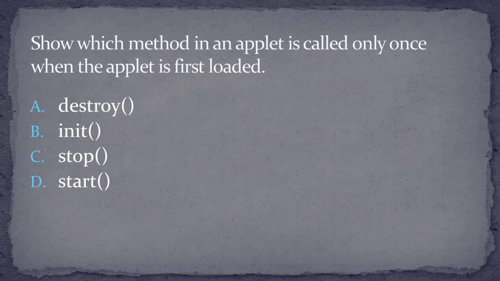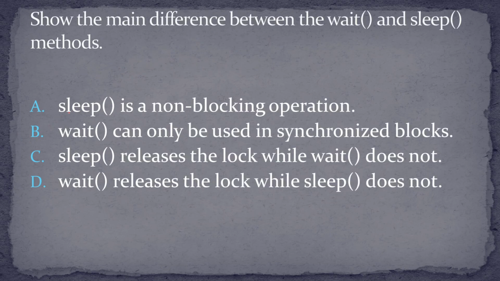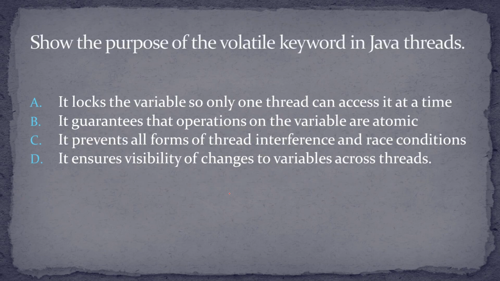So let's move on to our next one, which asks which method in applet is called only once when the applet is first loaded. It is the init method, initialization. Okay, right? Let's move on to our next one that asks the difference between wait and sleep methods. What happens? The wait method releases the lock while the sleep method does not, right?